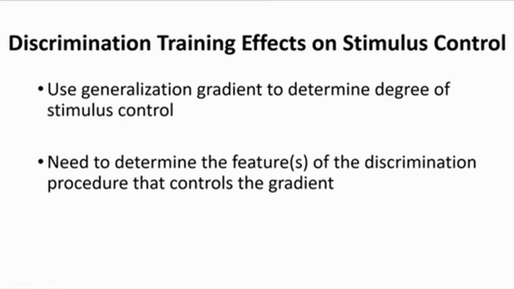So these generalization gradients can be used to answer the question of how precise is the control that our S plus, or CS plus if we're looking at classical conditioning, acquires over the behavior. So just as a reminder, S plus is for instrumental behavior, and a CS plus would be for a classical conditioning behavior. So if we want to figure out how precise our stimulus control is, we would need to start by determining which feature or features of the discrimination procedure is controlling the gradient that we see in our generalization gradient. We want to look at how steep the generalization gradient is when tested with stimuli that systematically differ from our S+.